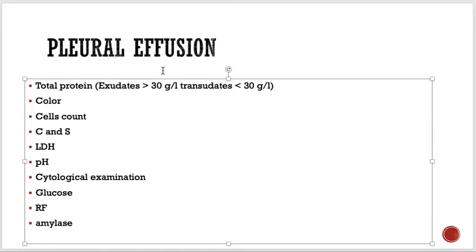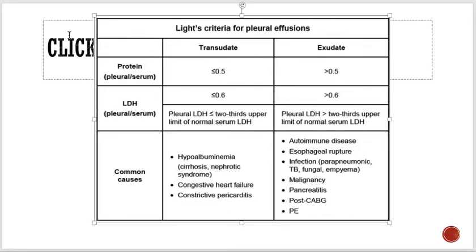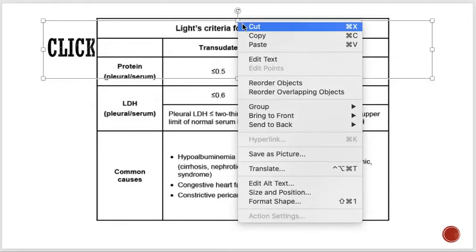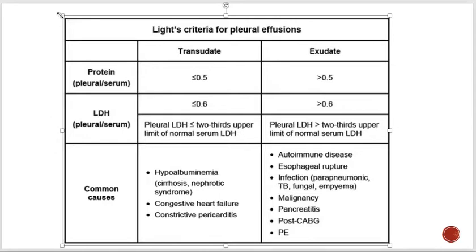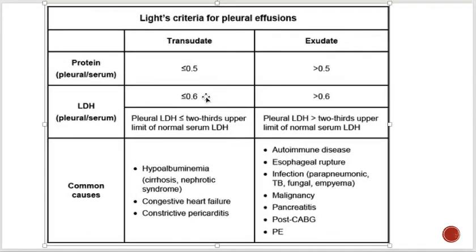But sometimes this can mislead us. For example, what if the value comes back as 30? Of course, this one is equal to or more than 30, and this one is less than 30. That's why they made a criteria called Light's criteria, and this one is very, very important, guys. You are studying it here today, you have done this in physiology, you will do it again in pathology, you will do it in internal medicine, you will do it in many, many places.